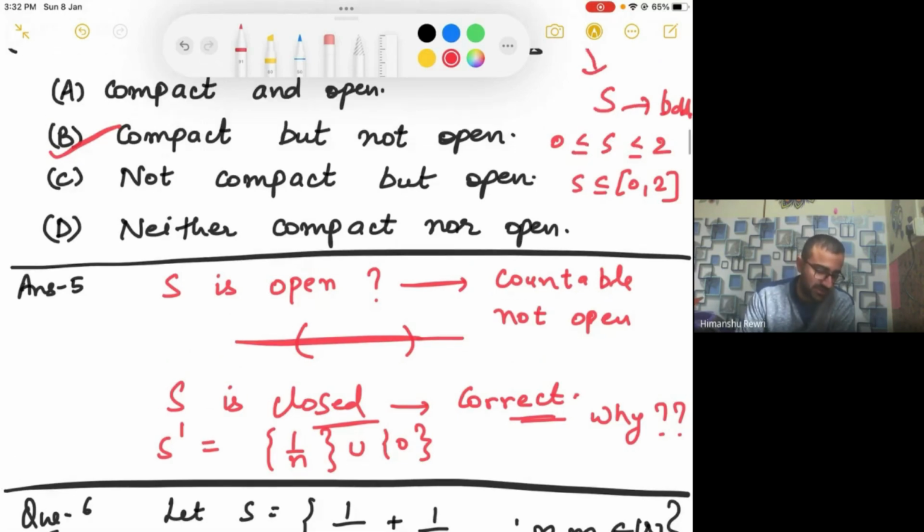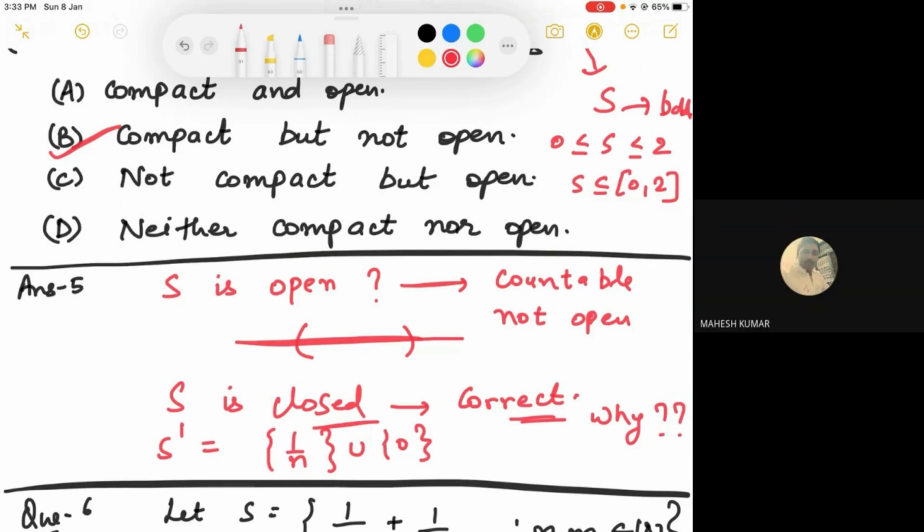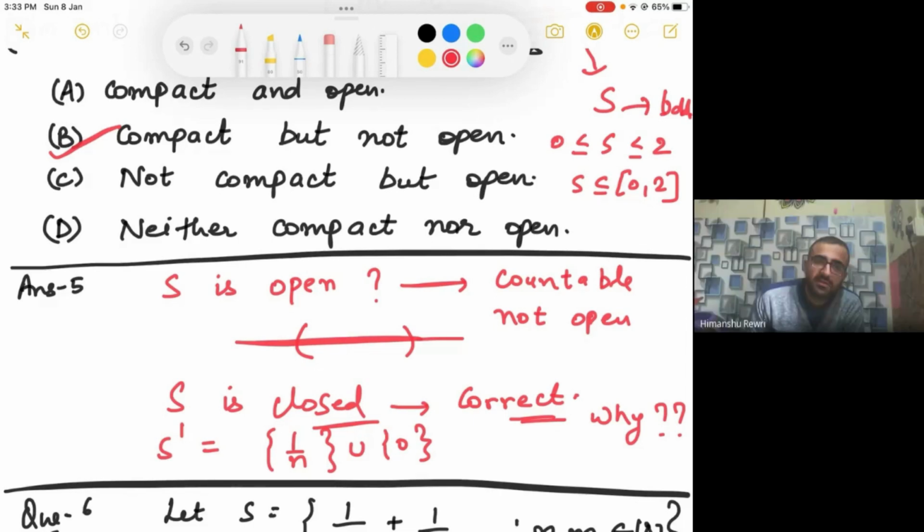Can anyone comment on this statement? Sir, if we fix n and m tends to infinity, then it gives the set of 1 by n terms, which is also a limit point. Sir, take n equal to 1 by 2n and m equal to 1 by 2n, and we will have 1 by n in this. Yes, correct.